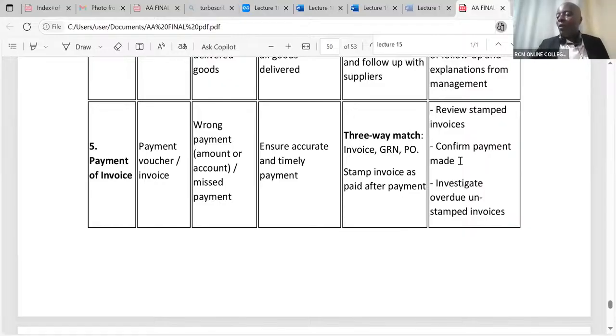If you're telling me you paid Dr. Aura here, I'll ask for the bank statement and look for Dr. Aura and see whether the payment was made. Investigate overdue and stamped invoices. Remember, ladies and gentlemen, it will be very important for us to ensure that we pay our suppliers within how many days? Within 30 days.